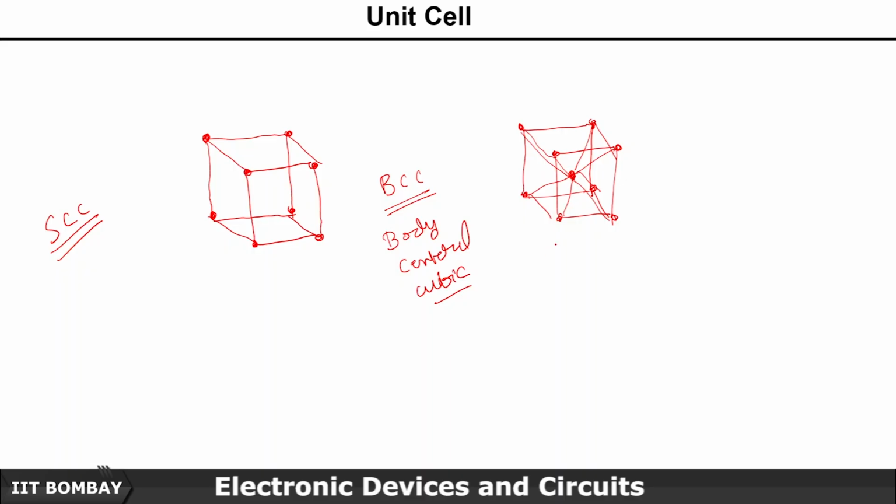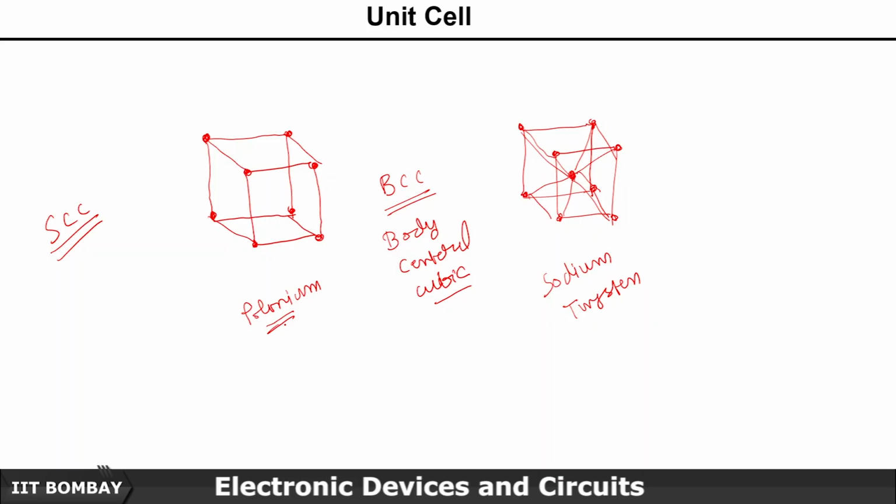BCC. Okay, if you ask me which element in the periodic table follows these kinds of structures, SCC is followed mainly by polonium, and similarly for BCC it's sodium and tungsten.